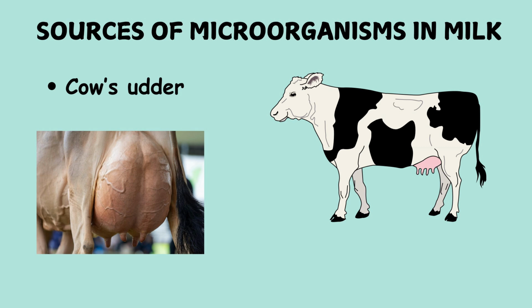Infections like mastitis in cows, which is the inflammation of udder tissue, can cause the presence of harmful bacteria in milk. For example, Staphylococcus aureus, Escherichia coli, or Streptococcus species. This can result in elevated somatic cell count and possible contamination of the milk with pathogens.